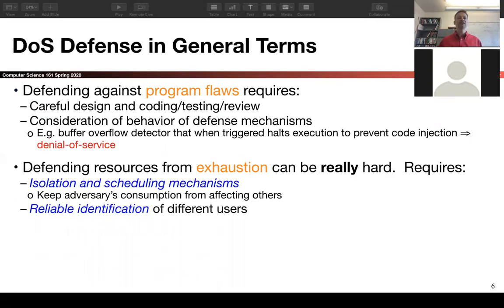Okay, so to summarize denial of service, defending against program flaws: one type of denial of service attack exploits a flaw in the program. Defend against that, you use your software quality measures. The other kind of denial of service attack involves exhausting some limited resource. Defending from that can be really hard. So we talked about isolation, we talked about scheduling, we talked about sandboxing, and authenticating users and only allowing authenticated users to use the resource, maybe with some controls based on a quota. Okay, so in general, there's no silver bullet answer to most denial of service threats, but you can use some of these techniques for mitigating them.